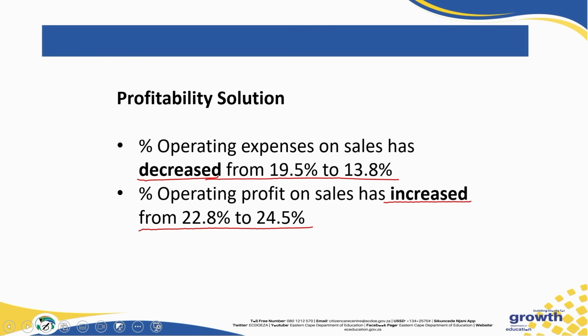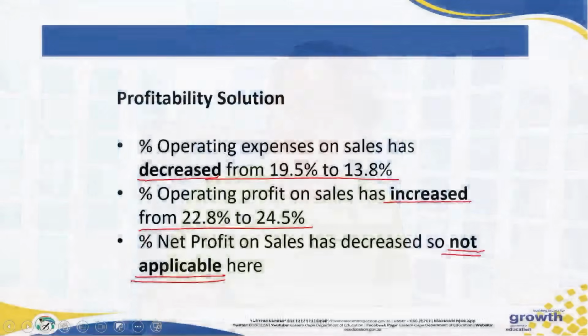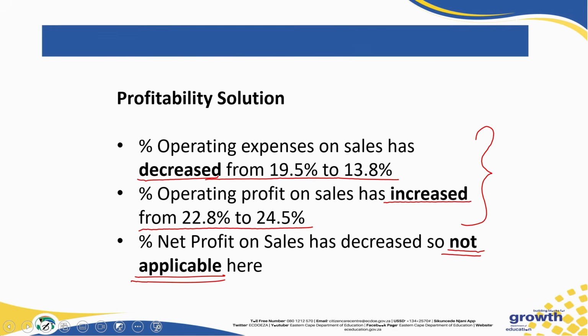It means that we are controlling our expenses well. It also means that our profit, our operating profit, is increasing. Please note that for this question, the percentage net profit on sales has decreased. Therefore, it is not applicable. We can't talk about this one here. So the only 2 that are applicable are the operating profit on sales and our operating expenses on sales.